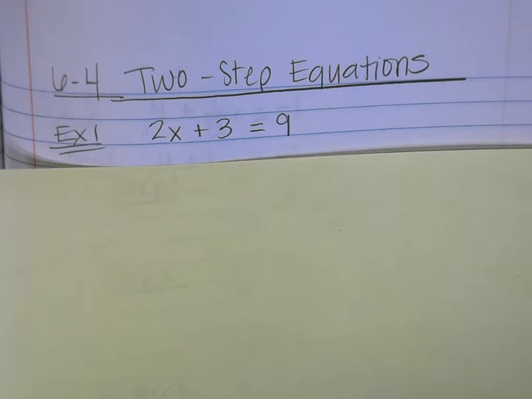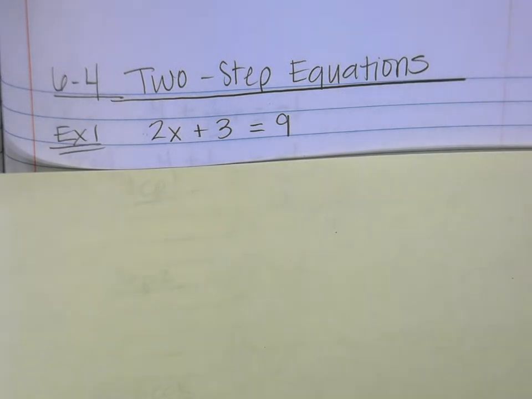So here's the first example. We have 2x plus 3 equals 9, and we want to solve for x. So you know in the order of operations we talked about how you do multiply, divide, then add, subtract? This is the opposite way because you're undoing the equation to solve for x. Okay? So now we're going to add or subtract and then multiply or divide.